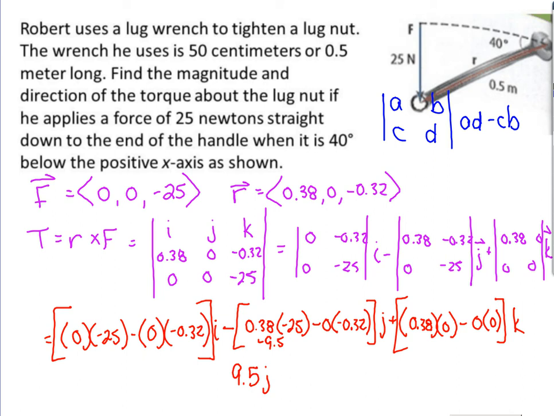If this is negative 9.5 and we have minus a negative, this is going to turn into a positive 9.5j. And then for the part we're going to multiply in front of k, we have 0 times a number and 0 times a number, so those are going to cancel. So we do know that it's going to be 0i plus 9.5j plus 0k, or we can write that torque in vector notation. So this would be 0, 9.5, and 0. Now once you find the torque, you are going to have to find the magnitude and the direction of that vector.